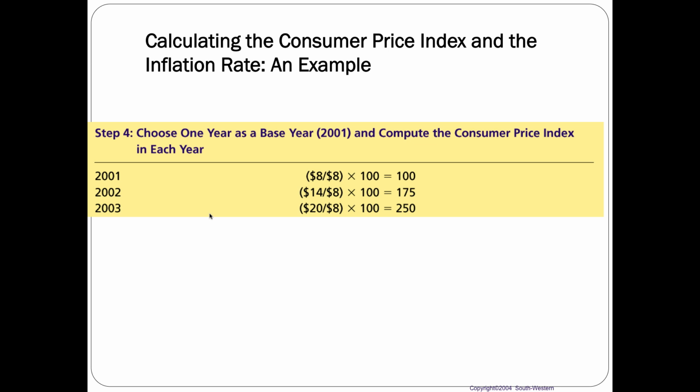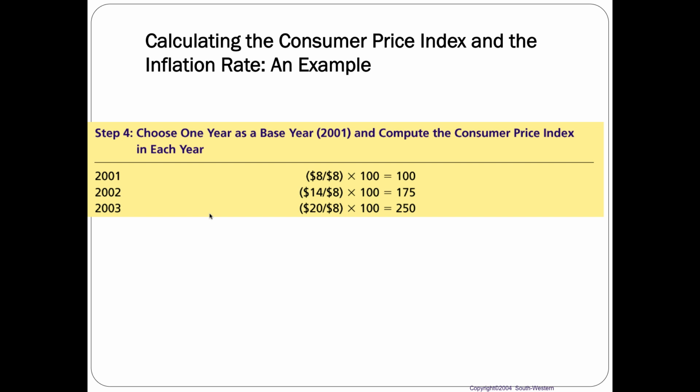Now, we're going to choose 1 year as a base year, which is 2001. We're going to compute the consumer price index in each year. Remember, the consumer price index is equal to the basket in 1 year divided by the basket in the earlier year times 100. In 2001, the price of the basket cost $8. And 2001 is the base year, so it's $8 divided by $8 times 100, and you have 100 as your CPI there.